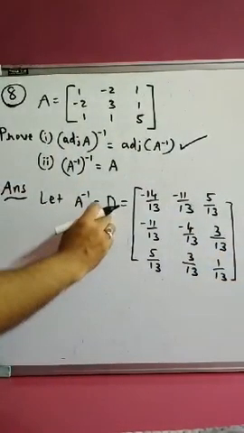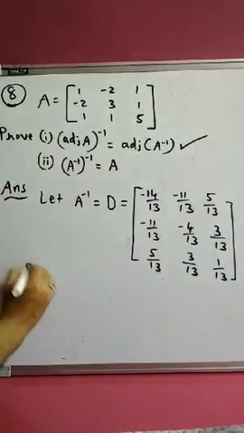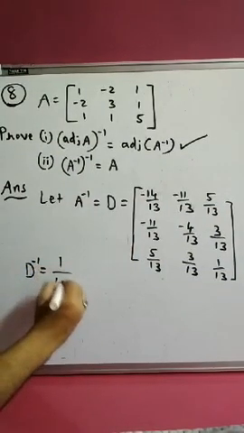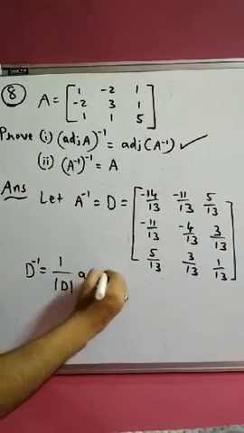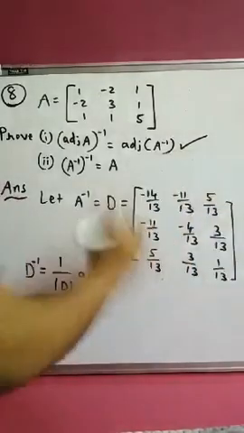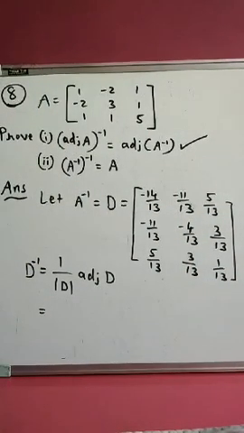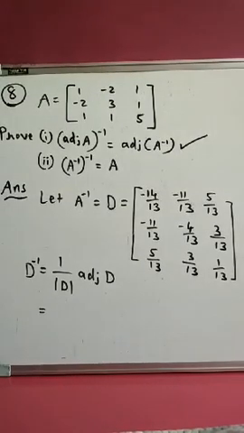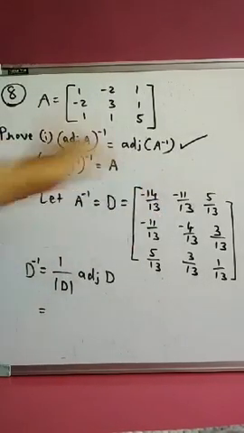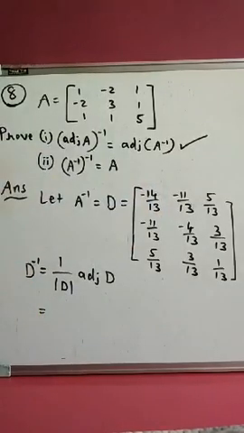Okay, so let D be this matrix. Then D inverse will be equal to 1 by determinant D into adjoint of D. If you find the determinant of D, its value will be minus 1 by 13. Listen to me carefully, okay? If you want to find the value of determinant D, then what are you supposed to do? 13 will be outside, but 3 times.